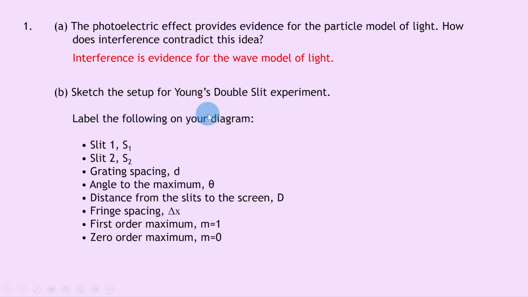Part B says to sketch the setup for Young's double slit experiment. Label the following on your diagram. Slit 1, which we'll call S1, slit 2, which we'll call S2, the grating spacing d, the angle to the maximum theta, distance from the slits to the screen capital D, fringe spacing delta x, first order maximum m equals 1 and 0 order maximum m equals 0.